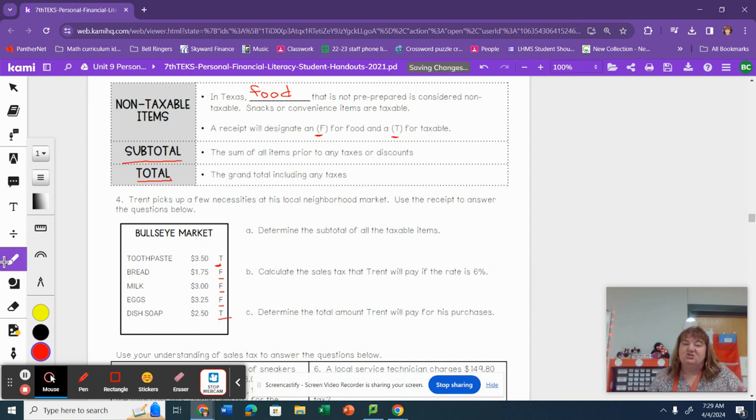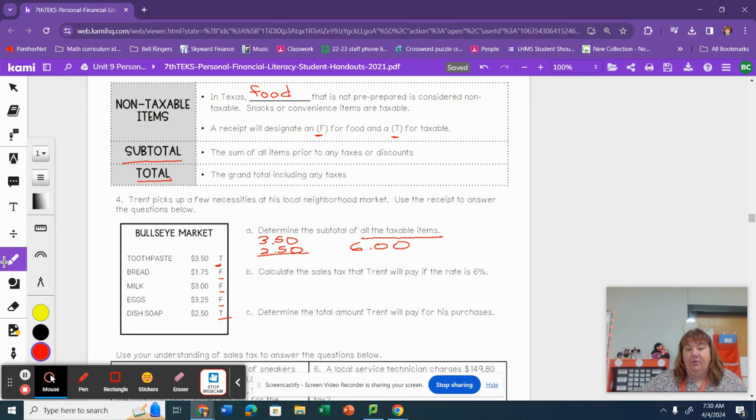Okay? So determine the subtotal of all the taxable items. So we're only doing the taxable items. So we're doing $3.50 and $2.50. So what's our total of just the taxable items? I hope you got $6.